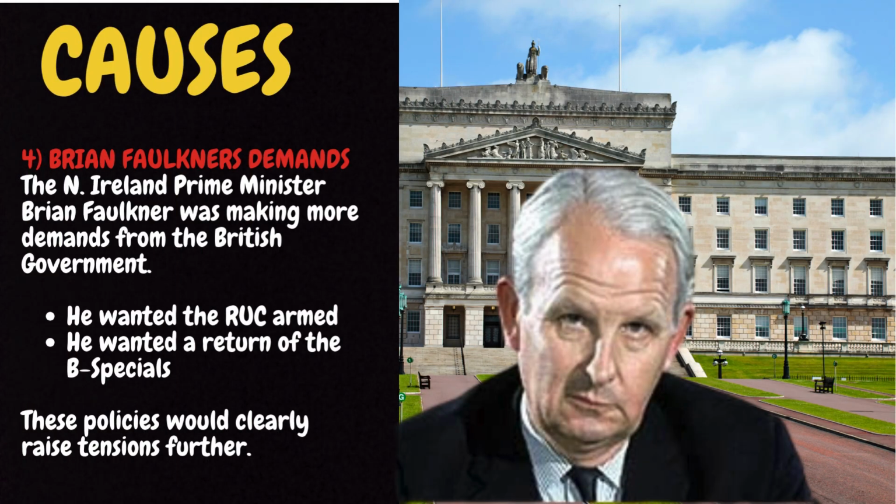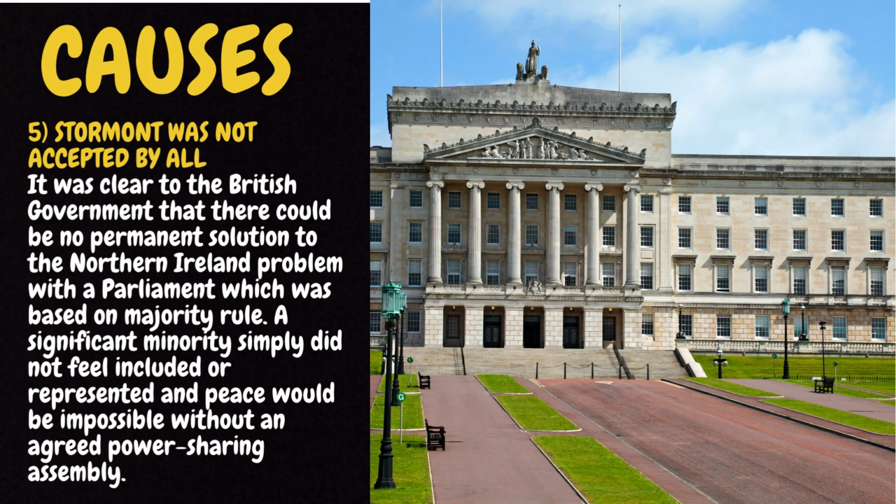And then you have Brian Faulkner's demands. The violence had caused Brian Faulkner to make increasingly strident demands, which were worrying the British government. So he wanted the RUC rearmed. He wanted a return of the B Specials to the streets of Northern Ireland. And these policies would clearly raise tensions further. And the UK government knew that they weren't going to be acceptable. So direct rule was going to be the only option they could go for.